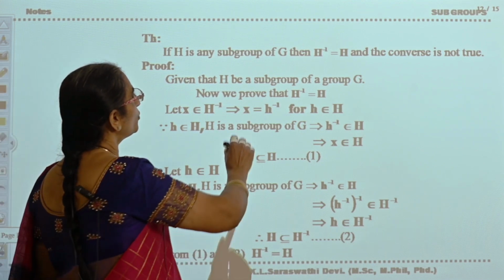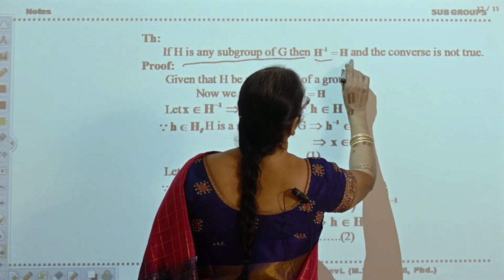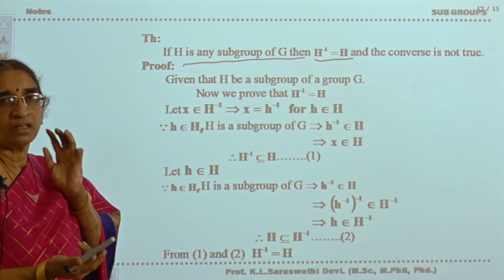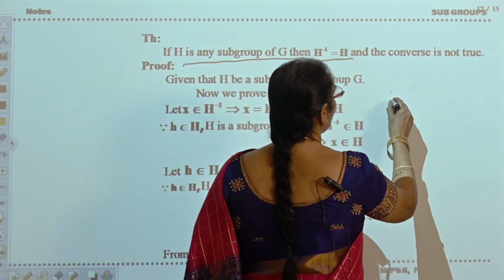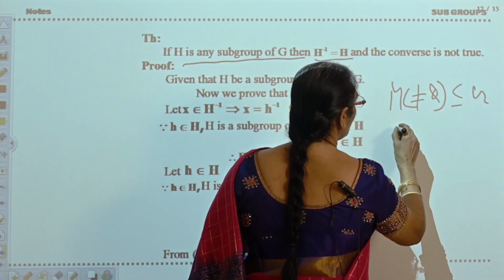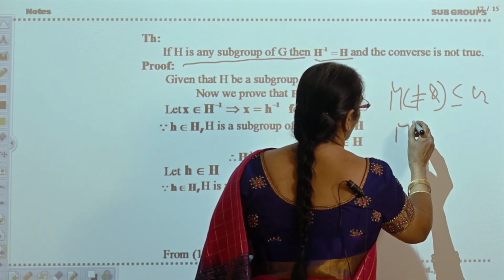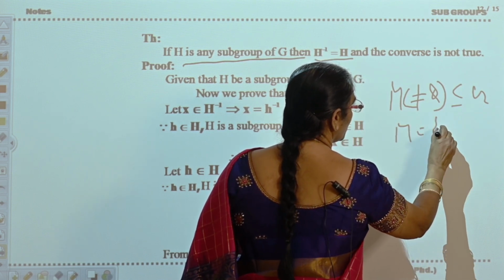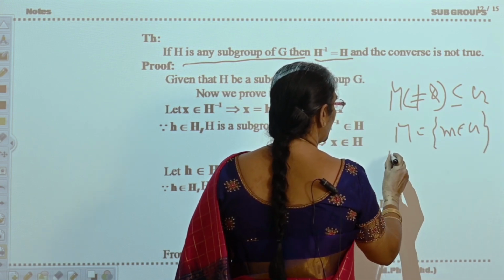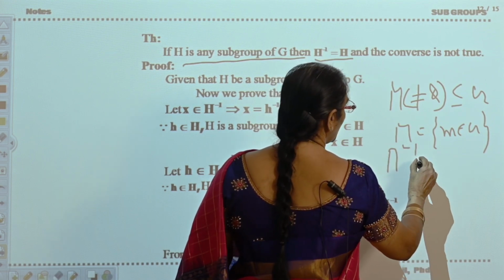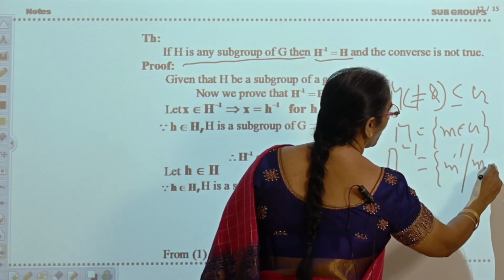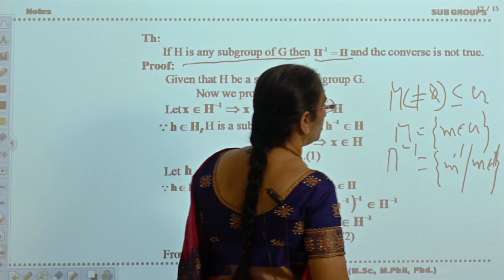Let H be any subgroup of G, then H inverse is equal to H. How do you define the inverse of a complex? If M is any non-empty subset of G, then M is said to be a complex of G. M is equal to the set of all m where m belongs to G. Now how do you define M inverse? M inverse is nothing but the set of all m inverse where m belongs to M. Okay, now this is M inverse.